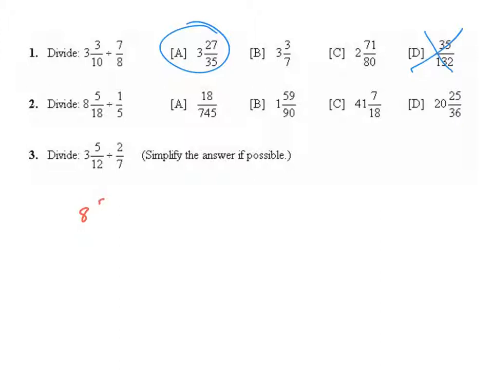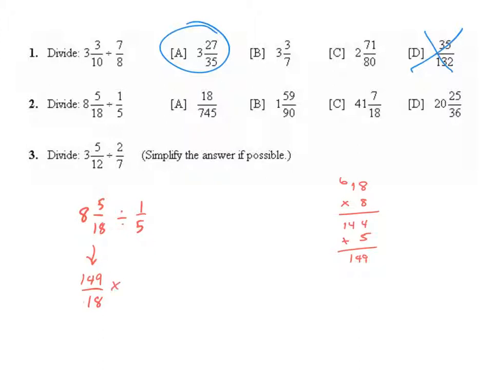Question 2 is 8 5/18 divided by 1/5. I'm going to change 8 5/18 to an improper fraction first. So I have 8 groups of 18. That would be 8 times 10, which is 80, plus 8 times 8, which is 64. That's 144/18. Plus 5 more is 149/18. If you have a hard time doing that in your head, go ahead and multiply 18 times 8, and you'll get 144, and then you can add back in the 5 and get 149/18.